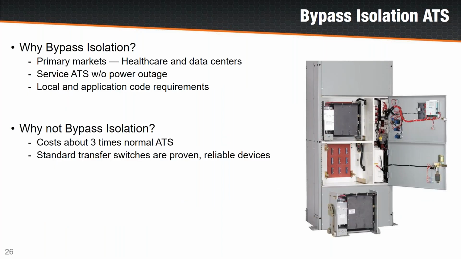So as I mentioned, the primary markets that we see, data market, data applications, I would say is the #1 application. Healthcare, probably #2. But they tend to be pricey. Bypass switches usually about 3 times the cost of a normal transfer switch. So they're only utilized where the customer's seeing the benefit of that enhanced functionality in comparison to the price.